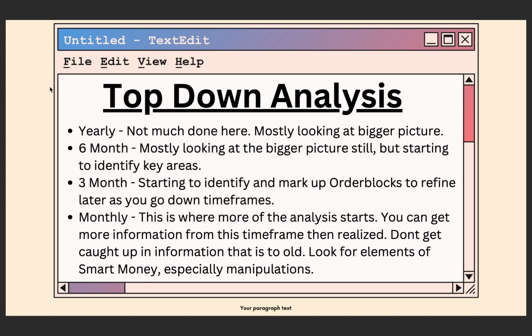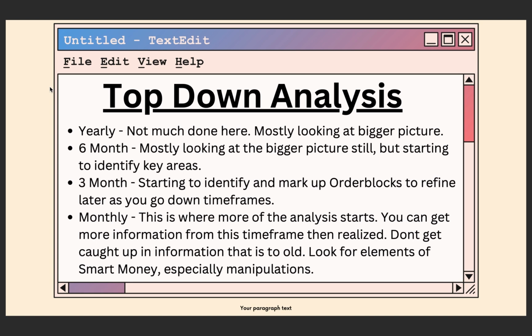6-month chart, mostly still looking at the bigger picture. You're starting to identify key areas. You might mark something up on this one, depending. It just depends what it is. You're still just trying to get an overall feel of the sentiment of the market. On the 3-month time frame, you're going to start to identify and mark up order blocks to refine later as you go down.